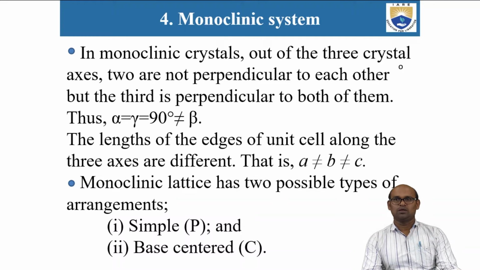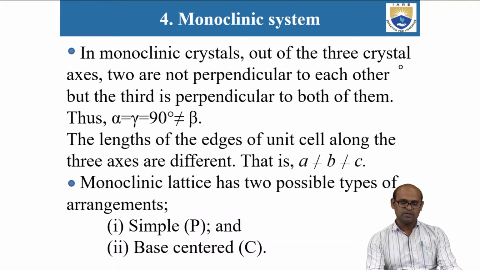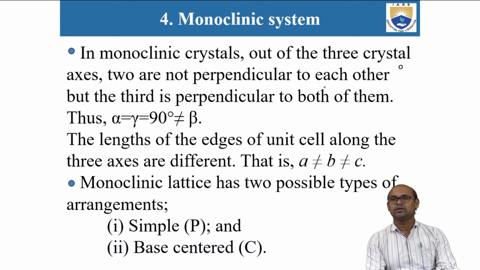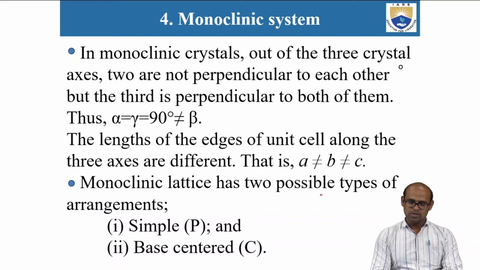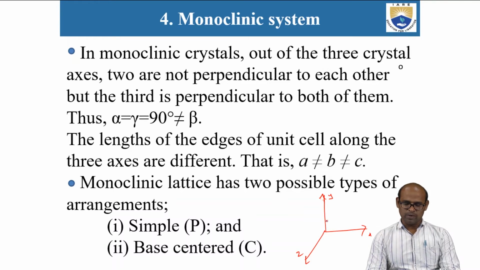Coming to the 4th crystal system, which is the monoclinic system. In the monoclinic crystal system, out of the 3 crystal axes, 2 are not perpendicular to each other, but the third one is perpendicular to both of them. So you have 3 crystal axes, X, Y, and Z.